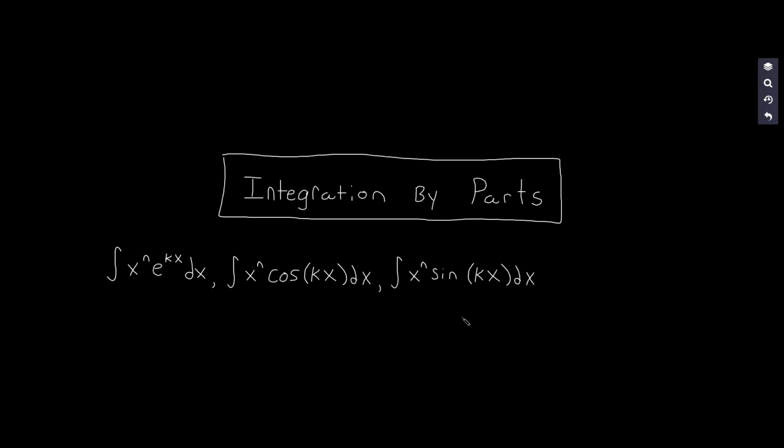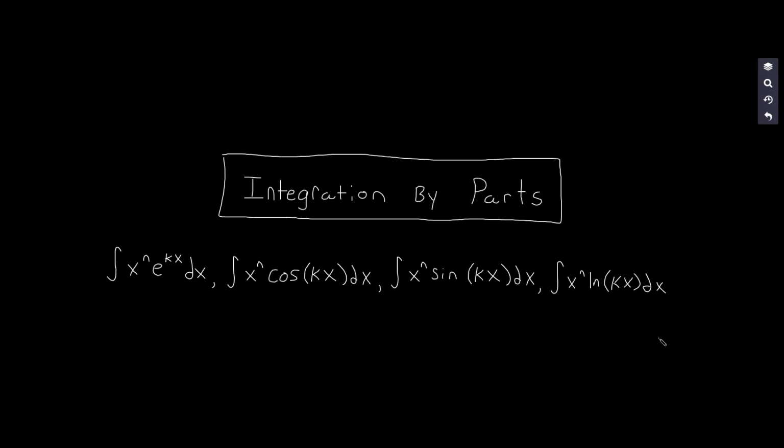Now imagine that we change the integrand in such a way where the trigonometric function is now sine. If we have the indefinite integral of x raised to the power of n times sine of k times x integration with respect to x, we would also use integration by parts because, again, it's a product of two functions.